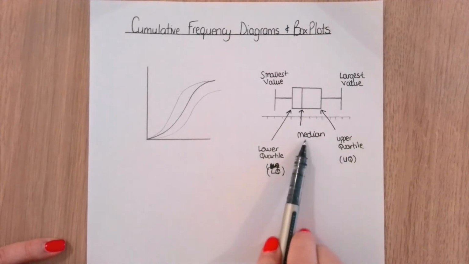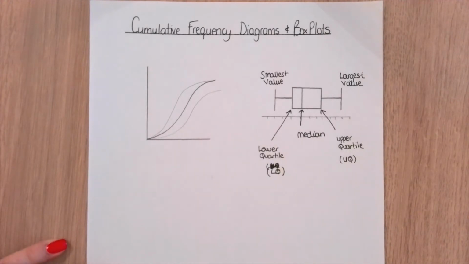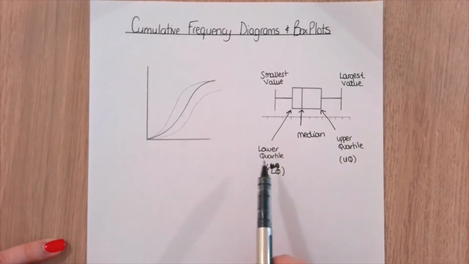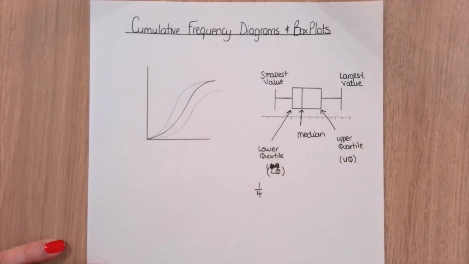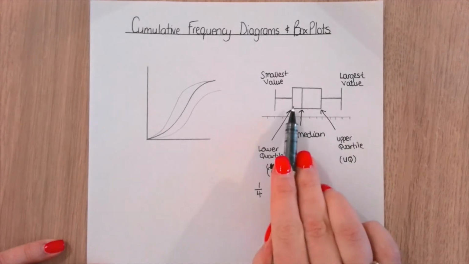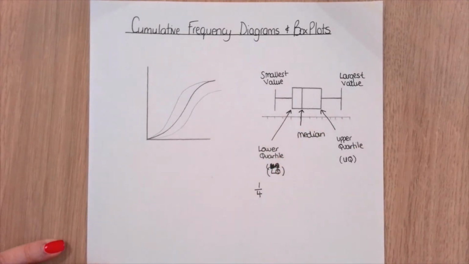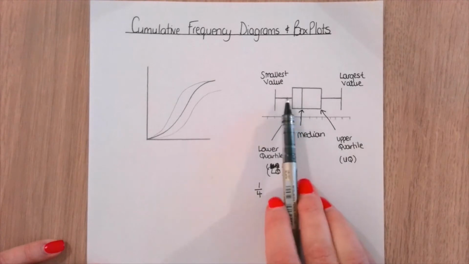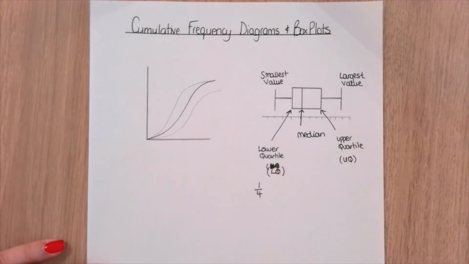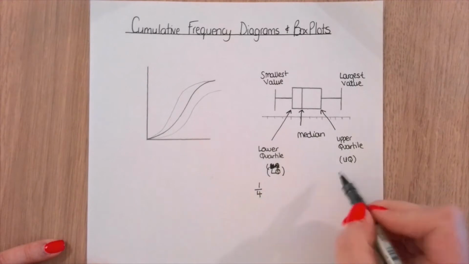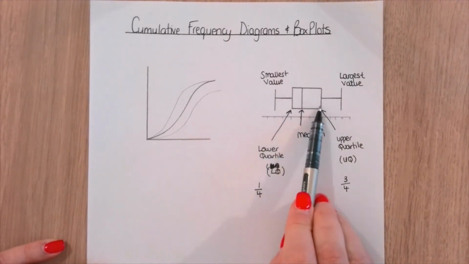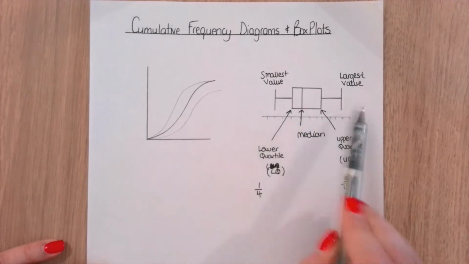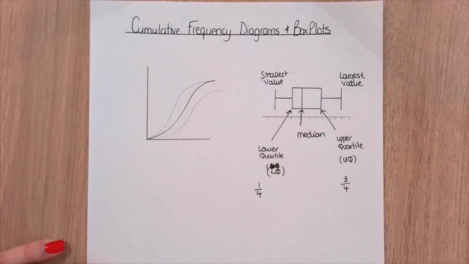Now, you will have come across median before. It's the middle of your data set. The lower quartile shows the first quarter of your data. Therefore, 3/4 of the data is above the lower quartile and 1/4 of the data is below the lower quartile. The upper quartile shows 3/4 of the data, so anything below the upper quartile shows 3/4, and anything above the upper quartile shows 1/4.